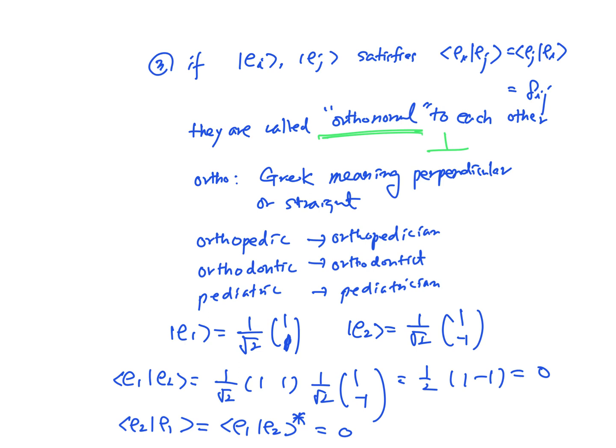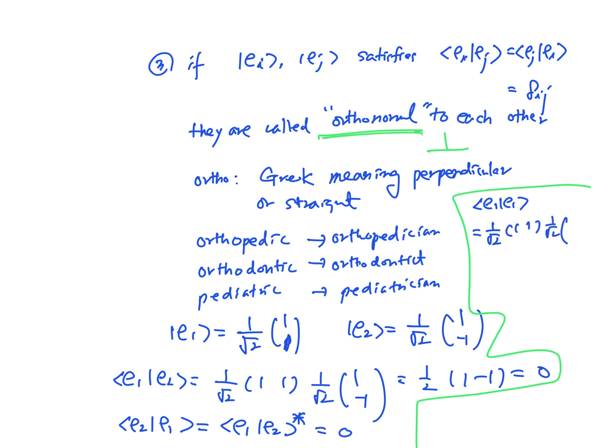How about E1, E1? It is equal to 1, right? How about E2, E2? Again, 1. So those are the typical example of vectors which are orthogonal to each other.